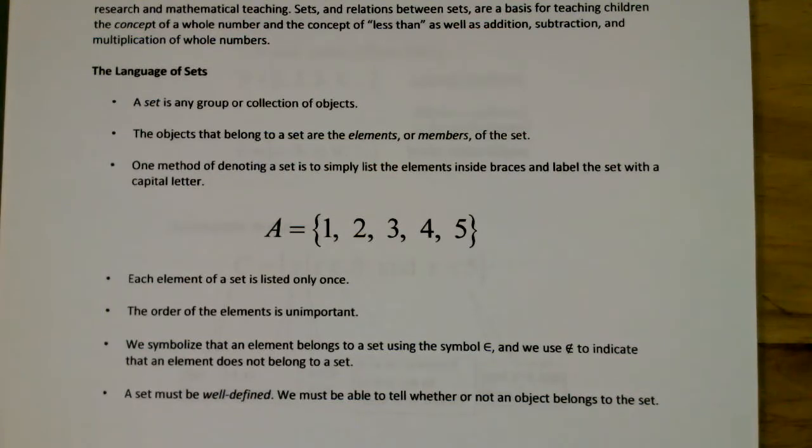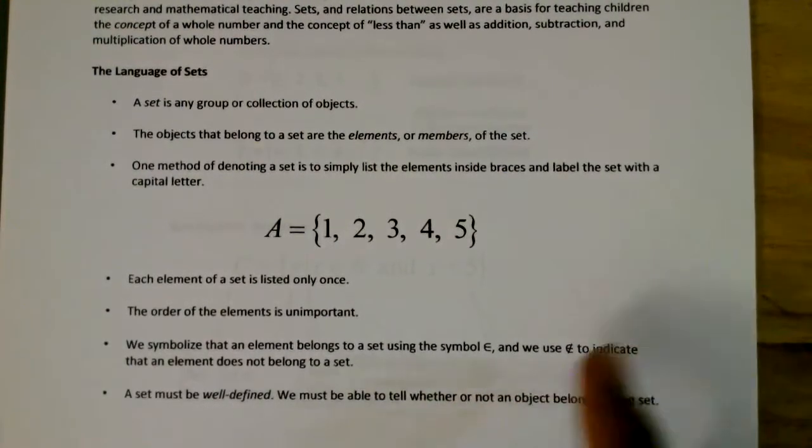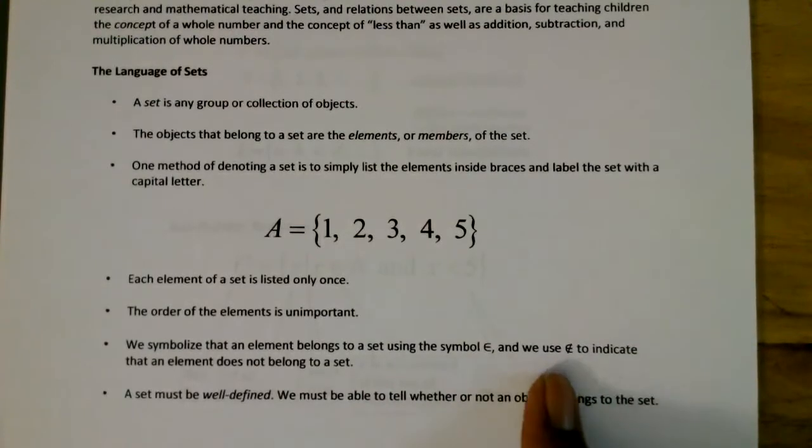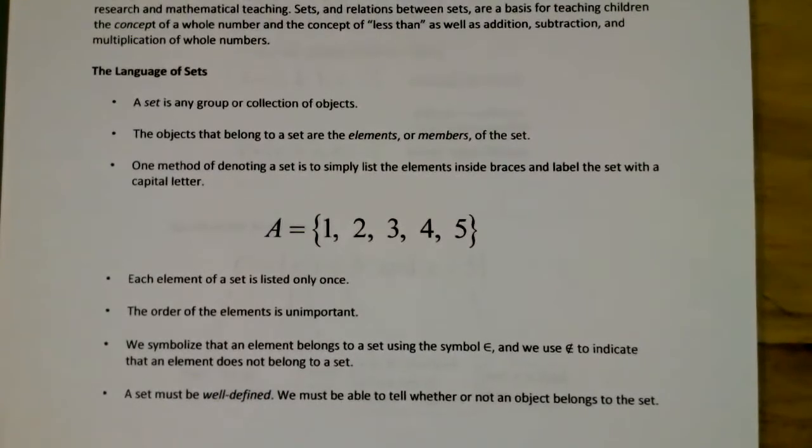So the order does not matter. We symbolize that an element belongs to a set by using this symbol. It looks like an E, but that symbol represents that the element belongs to a set. And if an element does not belong to a set, here we use that symbol where we have a slash over the E to indicate that an element does not belong to the set. Also, a set must be well defined. That means we must be able to tell whether or not an object belongs to the set.